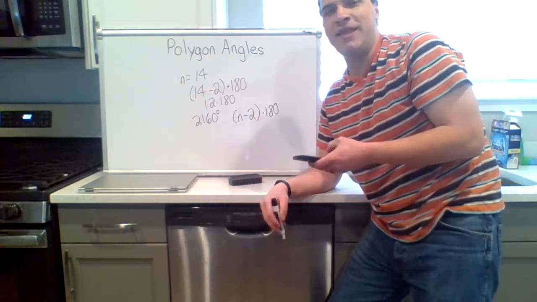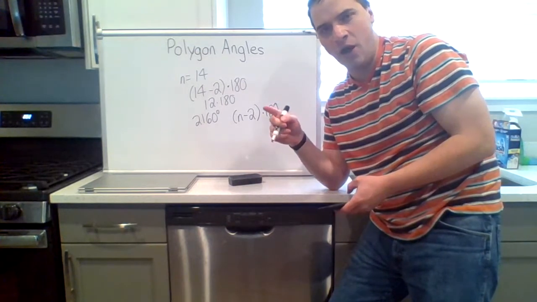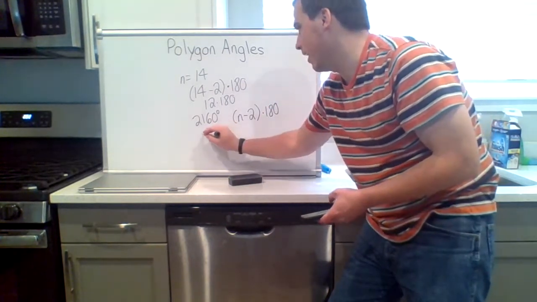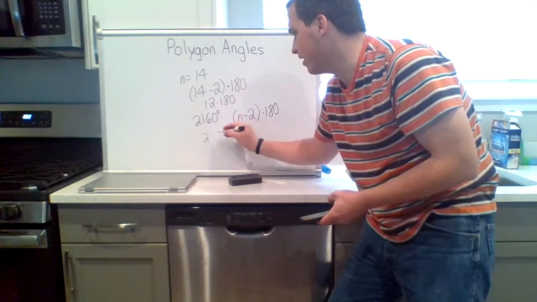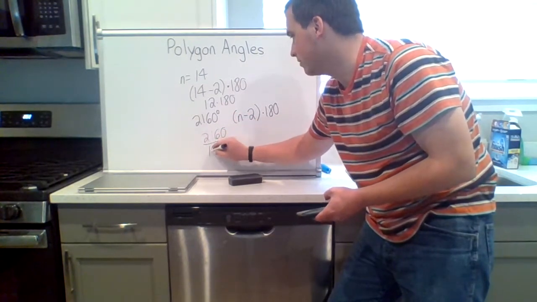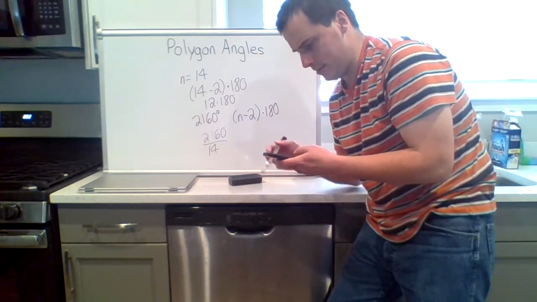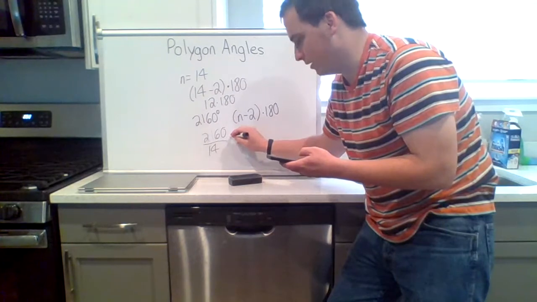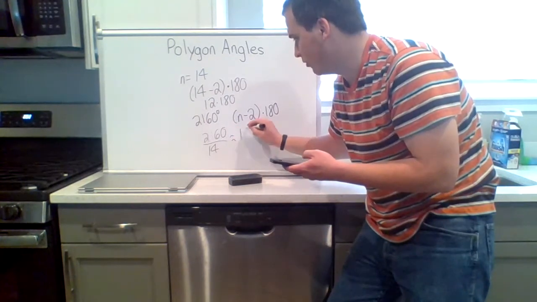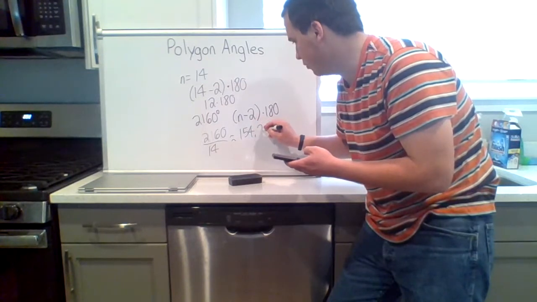If I want to find the measure of one angle, if it's regular, meaning all angles are equal, I do 2,160 divided by 14. So each angle here is approximately 154.29 degrees.